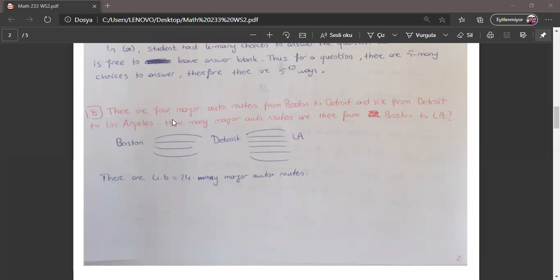Now this is so easy. From Boston to Detroit, we have 4 major routes, as in here. And from Detroit to LA, we have 6 routes. So how many major auto routes are there? Here we have 4, here we have 6. So we multiply them and get the total, which is 24.